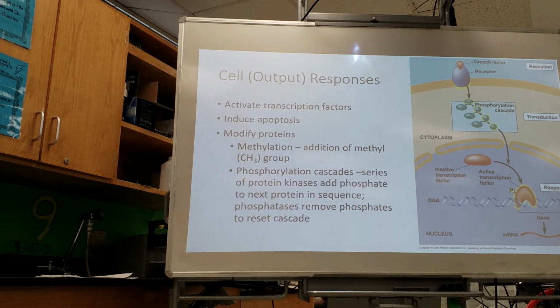And then finally, whatever your output is, there are 2 or 3 major outputs that you can have. You're going to either turn on a gene, so transcribe it, make some new product. You're going to induce apoptosis. You can say, okay, that's it for this cell, it's time to die. Or you can modify a protein, and there are 2 methods. You can either add some methyl groups, which can change its function, or you can phosphorylate it.